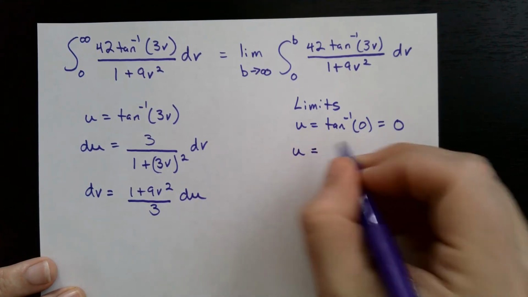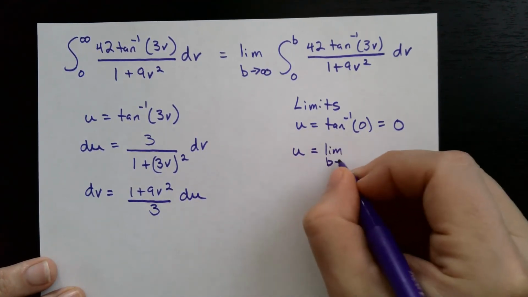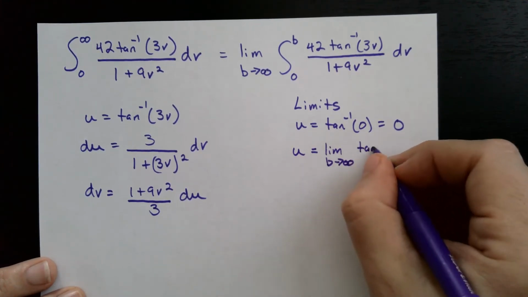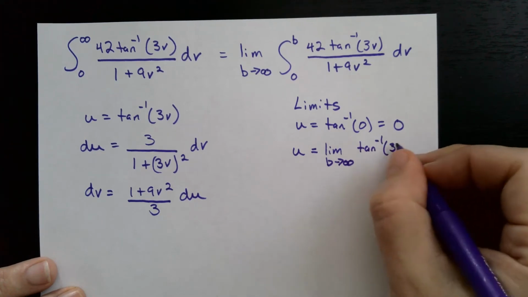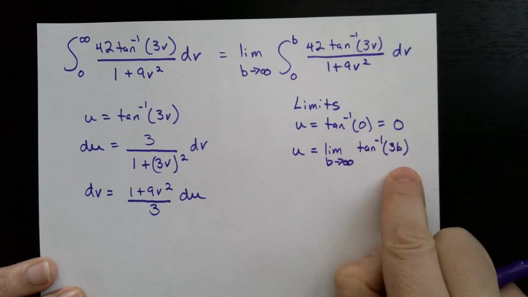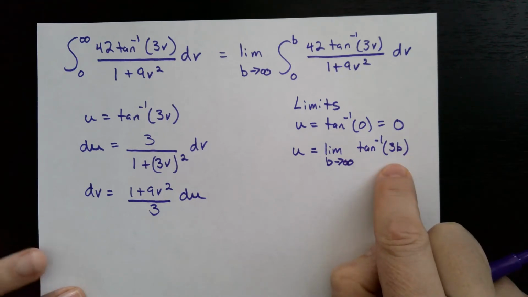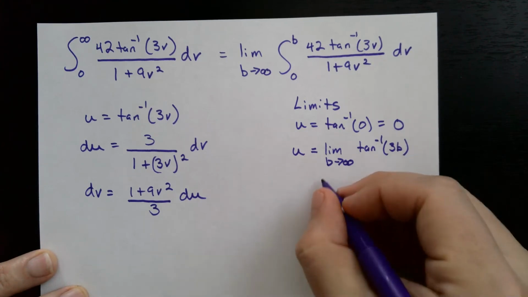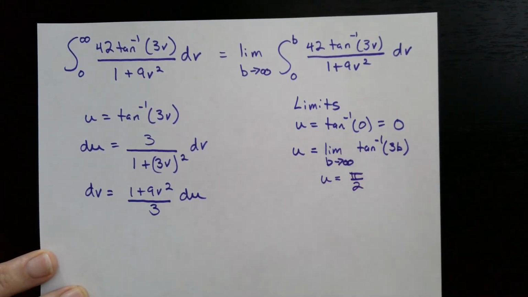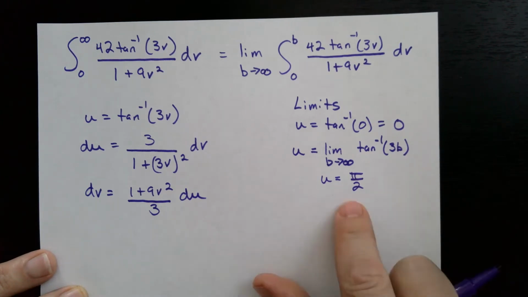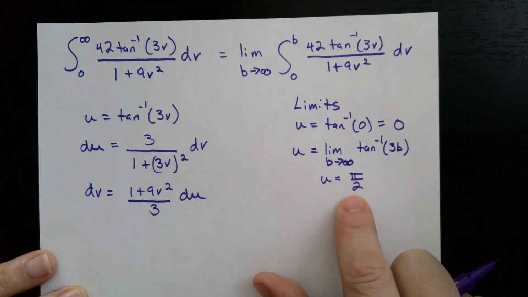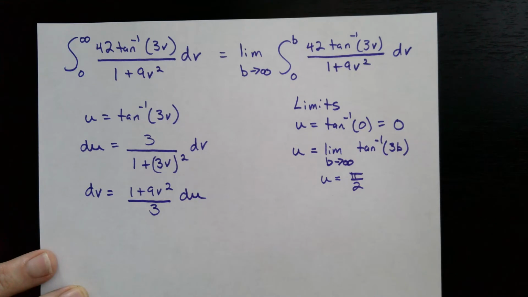And for the other one, we'll have the limit as b approaches infinity of inverse tangent of 3b. So as the input to inverse tangent approaches infinity, that's going to approach pi over 2. So we'll say u is equal to pi over 2. That's this limit. If you don't really know why that's the limit, then just look at the tangent function, graph it, and you can see as you approach pi over 2 on the graph of tangent, it goes to infinity, which means the inverse of that is true. So inverse tangent of infinity will be pi over 2. So those are my two limits.